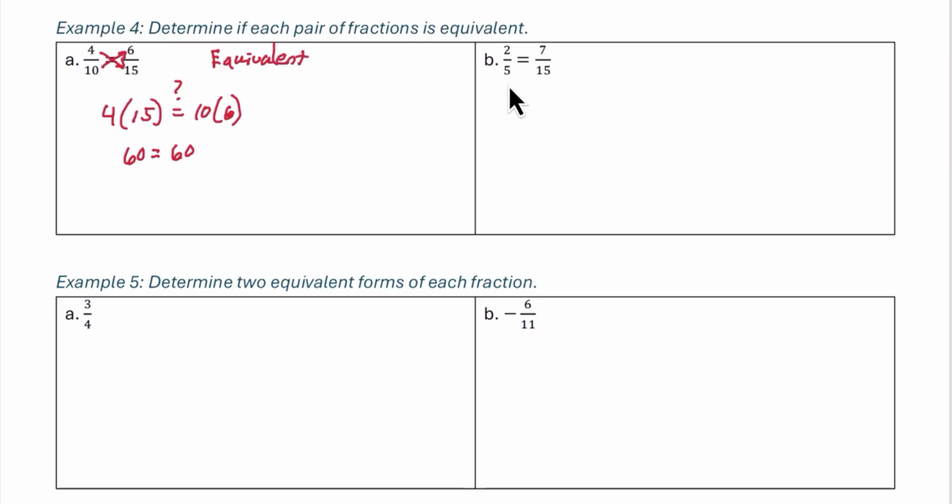To check if these two are equivalent, again, we will do the cross product. 2 times 15. And we're asking, is that equal to 5 times 7? 2 times 15 is 30, and 5 times 7 is 35. Since this is not a true statement, the two original fractions are not the same. They are not equivalent.